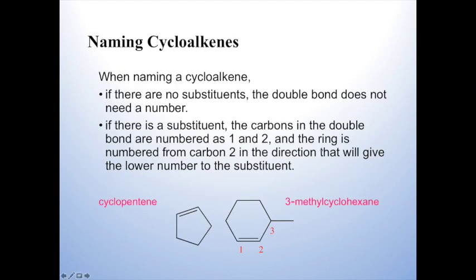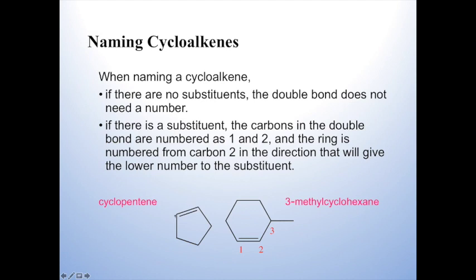Now there's another type of organic molecule called a cycloalkene. It's like a cycloalkane. It contains a ring structure, and you can have either substituents or no substituents. If you don't have any substituents, the double bond doesn't need a number because it's self-explanatory, but if there's substituents, you have to number the carbons so that you can know where the position of the substituent is relative to the double bond.